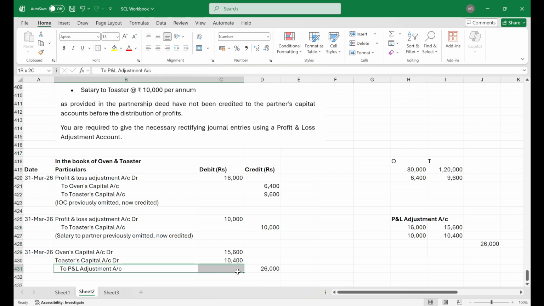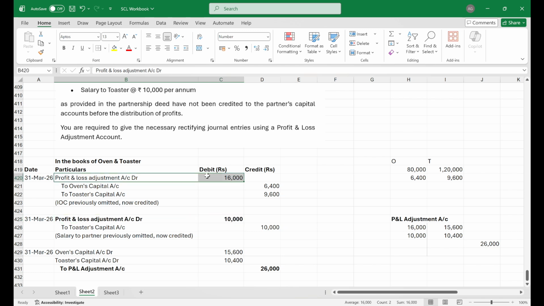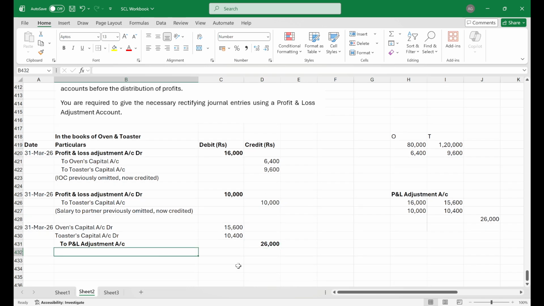Now if you can see, this 26,000, this 10,000 and this 16,000, the P&L adjustment account has been debited by 26,000 and credited by 26,000. It has been made zero. So this is the final answer. You can write a resulting divisible loss transferred to partners' capital account. This is the final narration.